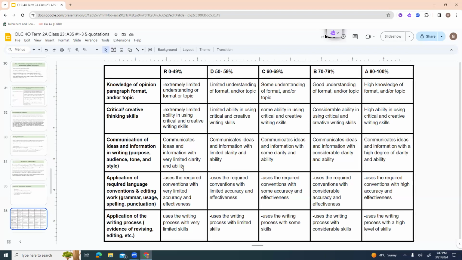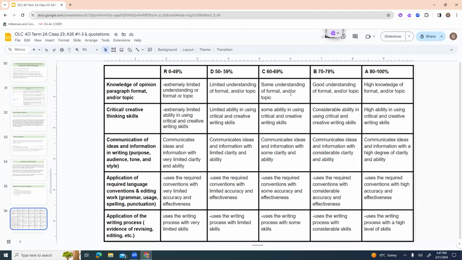So these areas are all doing these particular things. Extremely limited understanding of the format of the topic. Extremely limited ability in using critical and creative writing skills. Very limited clarity and ability. Very limited accuracy and effectiveness. Uses the writing process with very limited skills. Then we're looking at D level. D level, it may be limited. In other words, it's showing a little bit, but maybe not as much as would be expected.